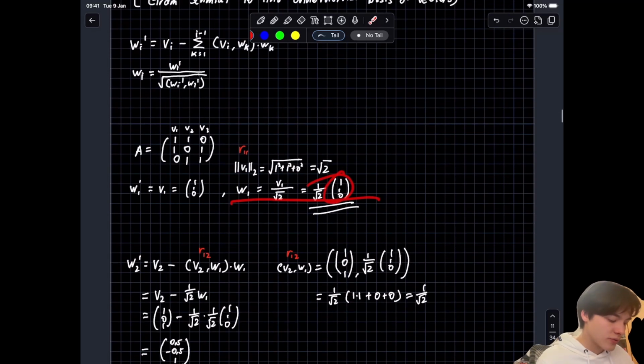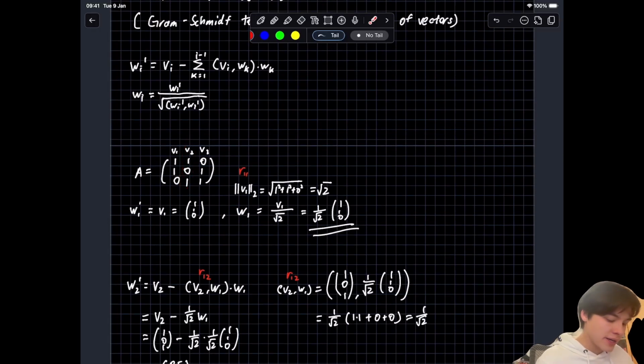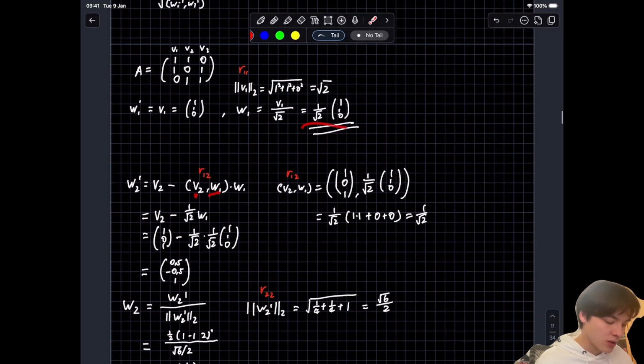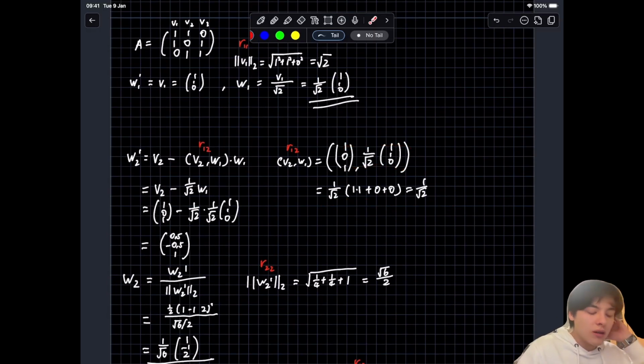And then we try to calculate W2. So we would take V2 and then minus the influence, or minus the direction in W1. So we take the dot product of V2 with W1 and times W1. So here we have, yeah, this is also like R12. So here we would take the dot product, this and this, yeah, so 1 over square root of 2.